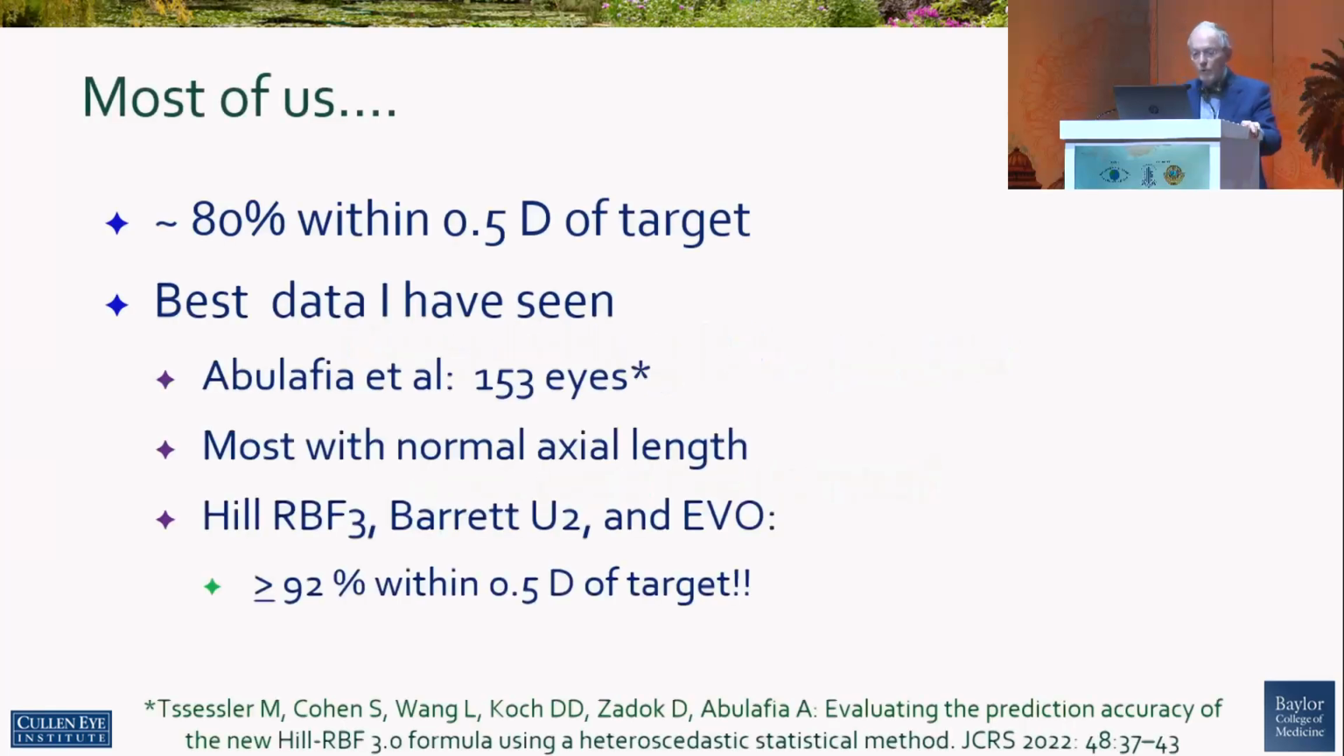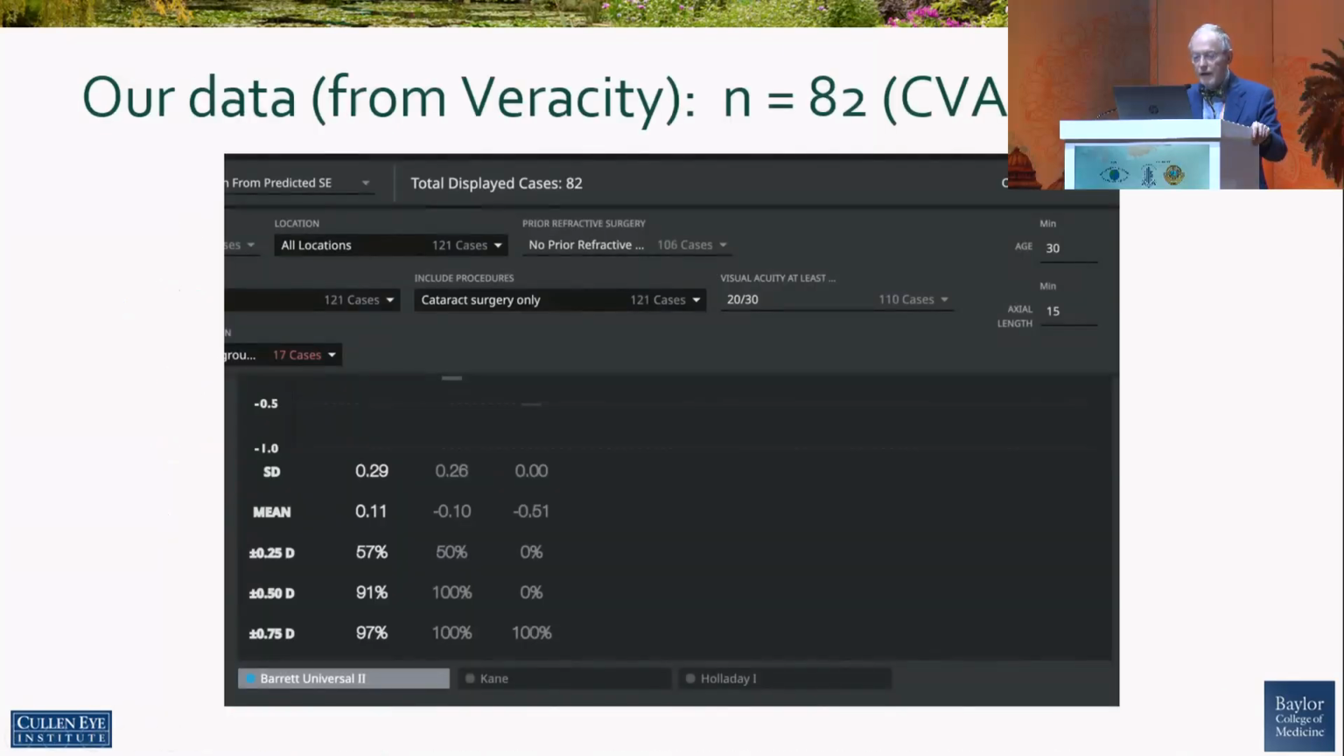You've already heard this paper discussed with Adi Abulafia. Most of us are probably hitting about 80% within a half diopter of target. The best one is this paper that showed you could be 92%. We use Veracity, which is a system from Zeiss that amalgamates all of our data. I took a snapshot one day and found that I was 91% within a half diopter. I took a snapshot of my data about 3 months later, and guess what? I was 85%.